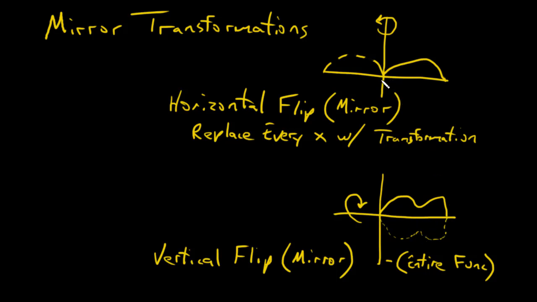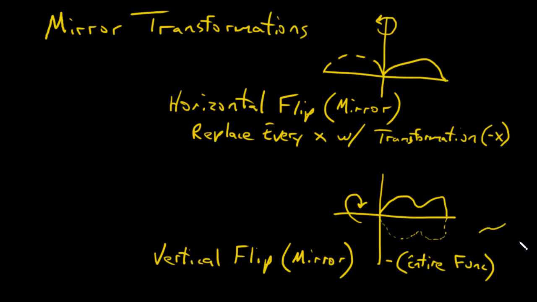Okay, now if I want to do a horizontal flip where I'm going from left to right or right to left, all it is, is replace every x with the transformation negative x. So all x's become negative x, and it's best to keep them in terms of the parentheses, negative x, because that negative needs to stay with the x. It's important. So that's it. That's how you do mirror transformations. If I want to go from left to right, I replace every x with negative x. If I want to flip top to bottom, I put a negative sign in front of the entire function in parentheses. That's it. So let's do some examples.